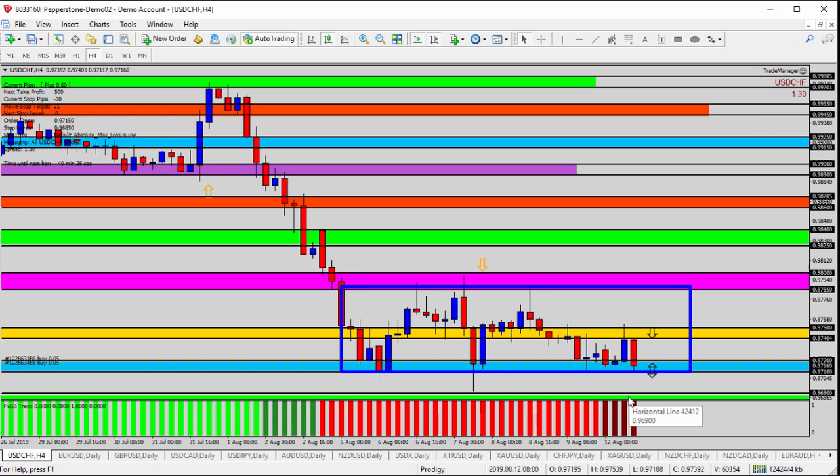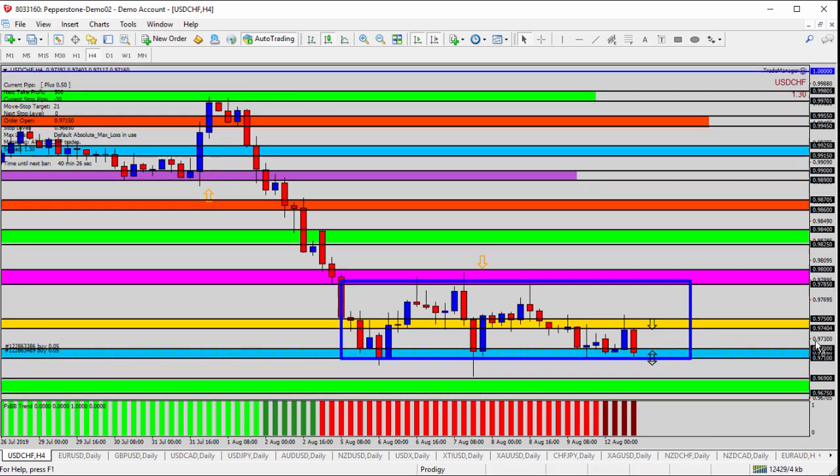Then we're looking for it back into the mid to upper 0.96s, the green zone that's just peeking in at the bottom of the chart. So I don't think you'd be short at the current moment if you're not already from the yellow zone or way up here at the pink zone. You wait for it to break the blue zone.